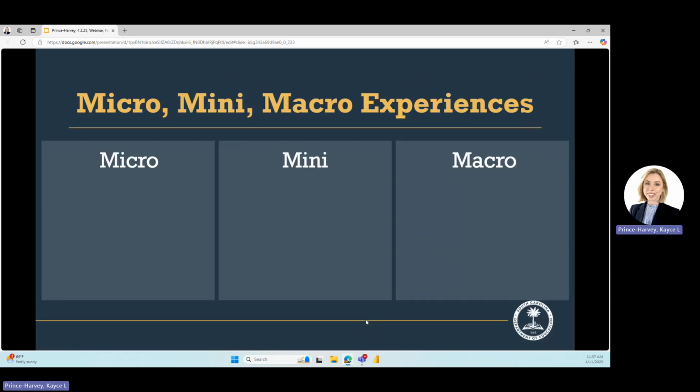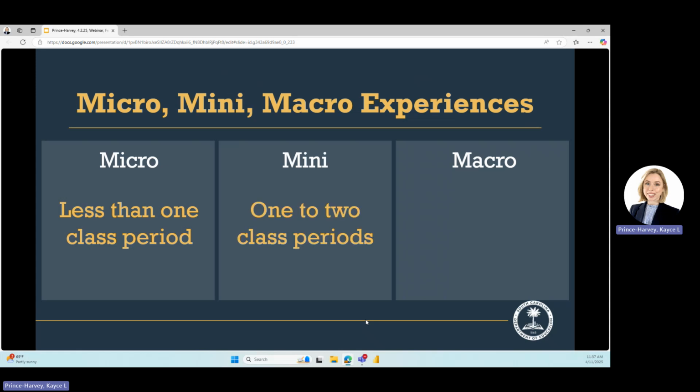If you have attended our previous sessions, you know that we like to present learning experiences in the form of micros, minis, and macros. So that is learning experiences that range in complexity, length, and depth. So micro experiences being things that are less than one class period, mini experiences being 1 to 2 class periods, and macro experiences being those culminating experiences. So while some indicators can be explored through a micro experience, for example, we might bundle multiple indicators that could be explored in a culminating experience, which would be a macro.